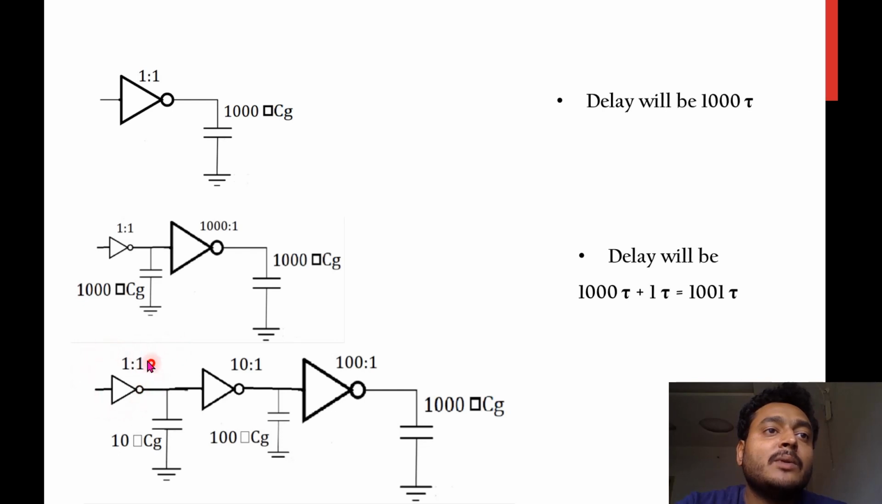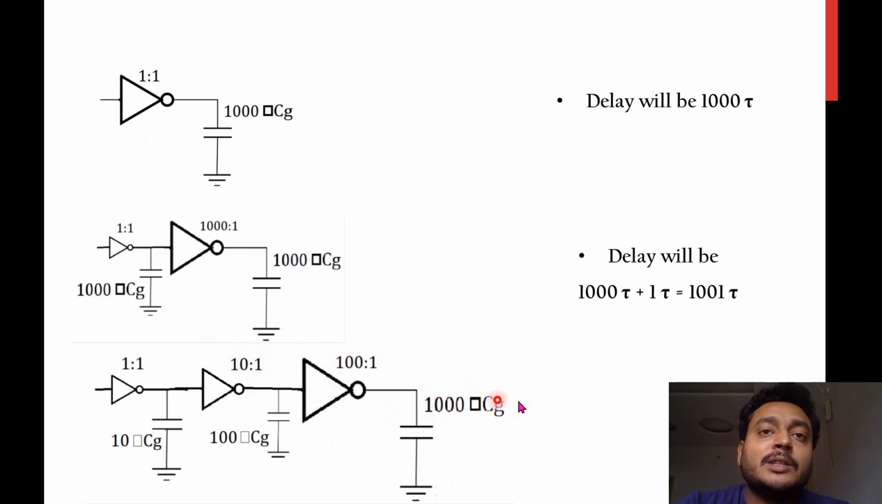So for this inverter I get a delay of 10 tau. And from here, since 10:1 is there, you get 1 by 10 into RS into 100 into CG. So 100 divided by 10 into RS into CG, which again is 10, so 10 tau. So this again gets 10 tau of delay. So what about for this?